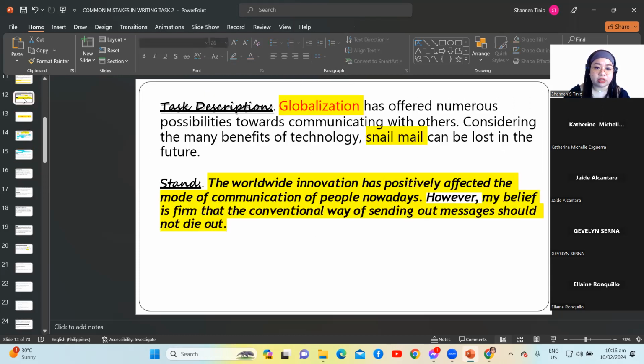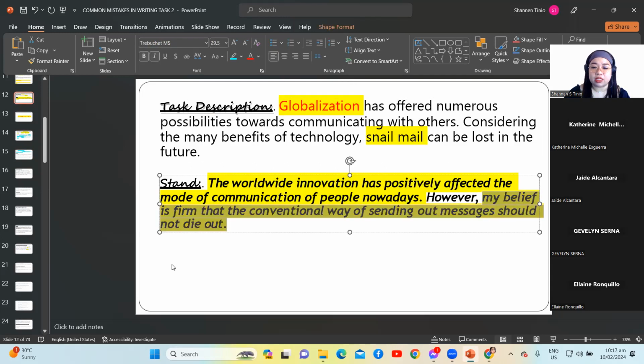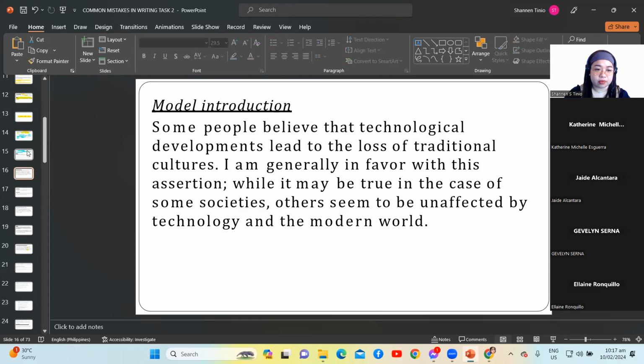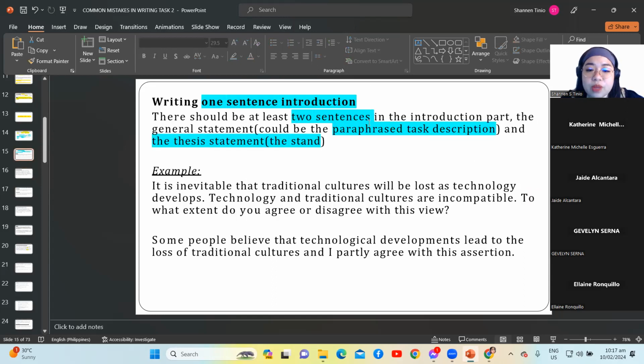The given example is this one. Pinaraphrase niya to with this. Tapos, binigay niya ang kanyang opinion or ang kanyang stand. All right? So this is a clear example of what says here. Two important sentences that are found in the introduction part. The paraphrase task description and the thesis statement or your stand. All right, example.